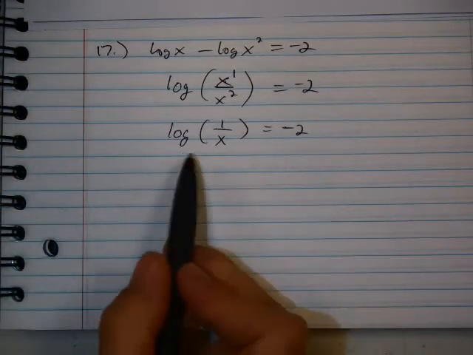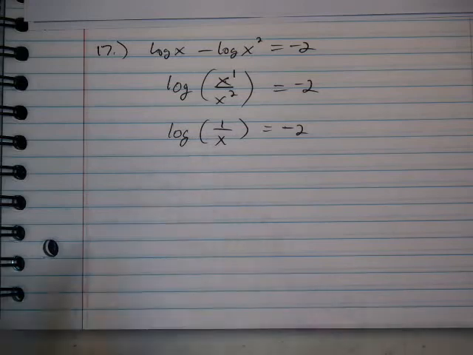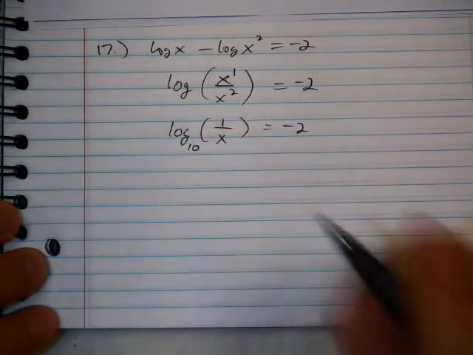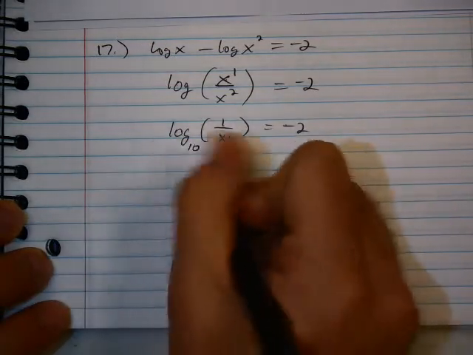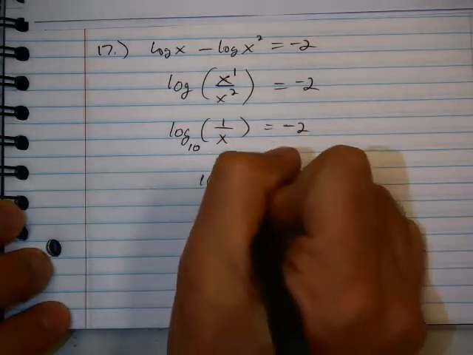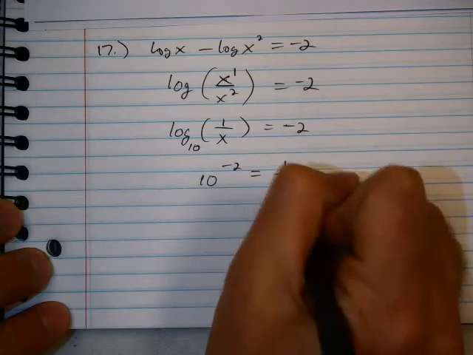Remember, we're used to seeing this little number here. We can put that number as our base. But since there's no number there, we assume it's 10. So now we can write this as 10 to the -2 equals 1 over x.